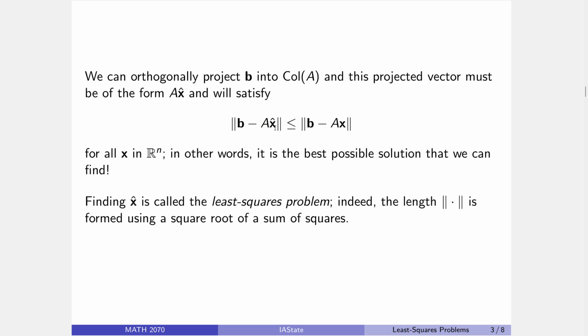And finding x hat here is called the least squares problem. Hey, the name. The name for that is that the length, as we know, is the square root of a sum of squares. So you're trying to make a sum of squares as small as possible. Hence, least squares as the name. Alright, beautiful.